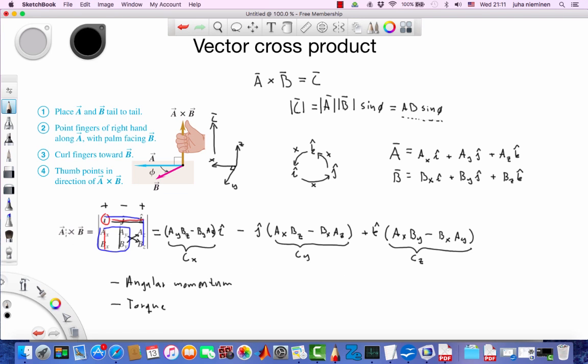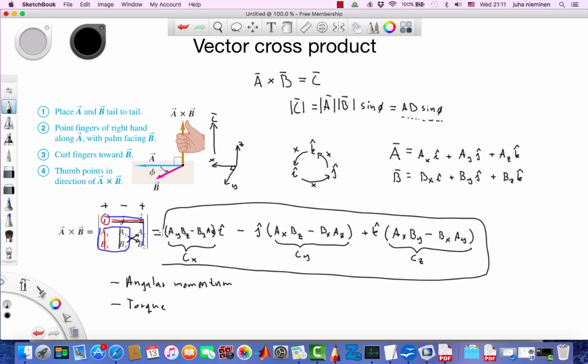But with these two expressions, we can evaluate all the cross products that we will be facing when we are dealing with these problems. And also, of course, we need the right-hand rule to get the direction of the vector if we are able to use the simple formulation instead of the general one.